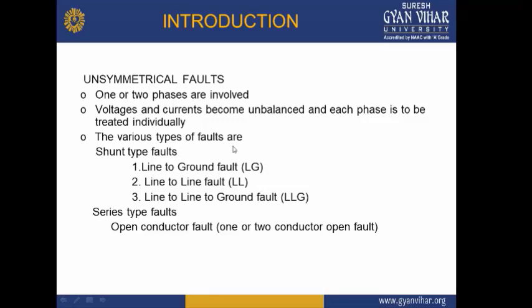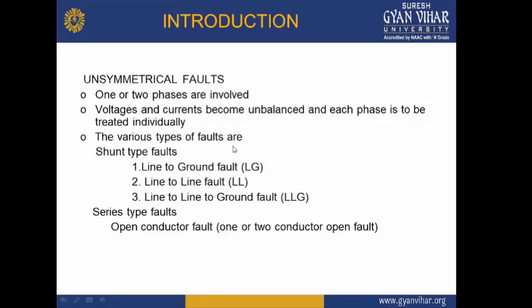Now, what are the shunt type faults? Shunt type faults are when there is a connection or a short circuit between the phase and the ground, or between the phases. Such types of faults are called shunt type faults, like line to ground fault, or line to line fault, which is also called a double line fault.